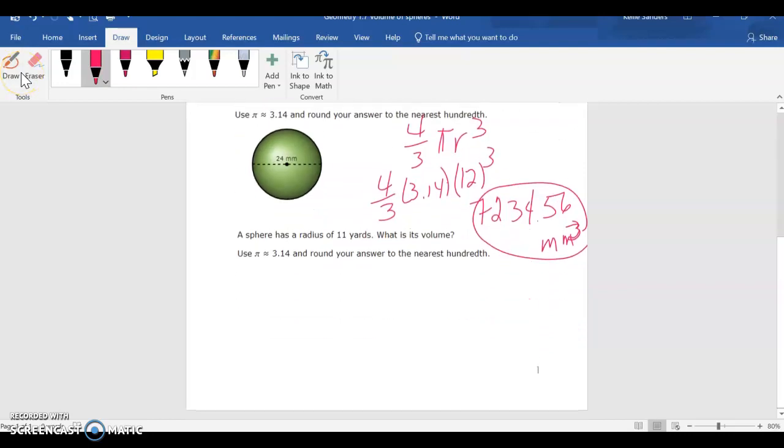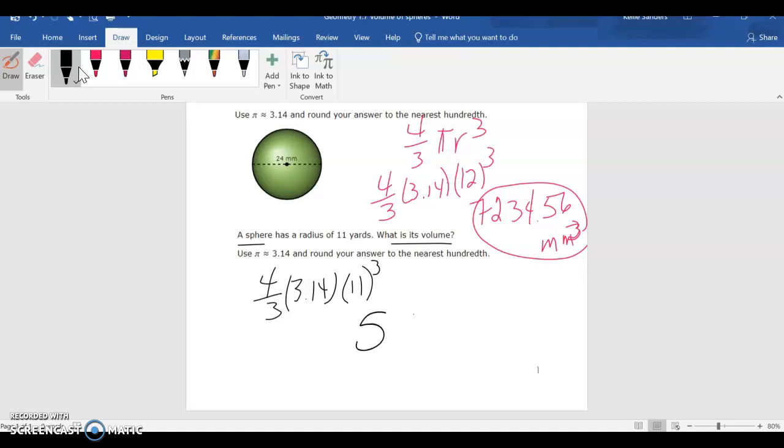Word problem, no biggie. Wants the volume of a sphere, so 4/3 pi r cubed. Five 572.45 yards cubed.